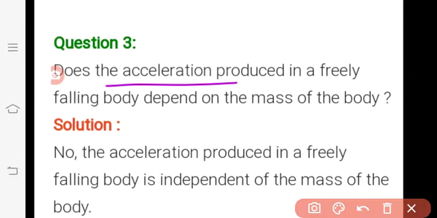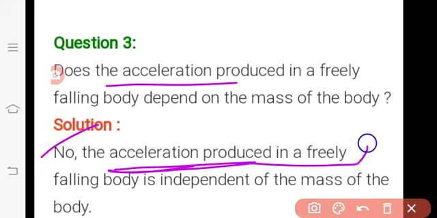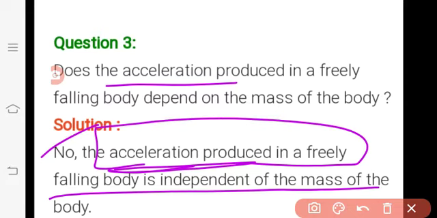Does the acceleration produced in a freely falling body depend on the mass of the body? It means no, because acceleration never depends on the mass of the body. So it does not depend on the mass of the body.